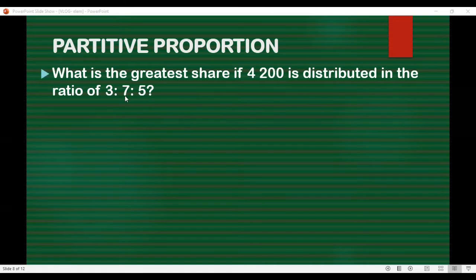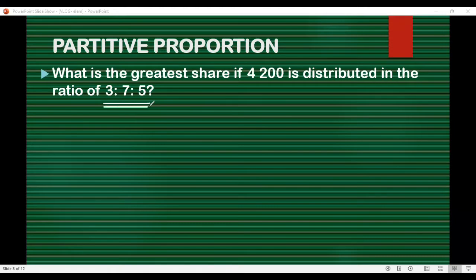So basically in this kind of problem, we are actually looking for the number that would correspond to 7 because in the given ratio, 7 is the highest. But the thing is, this 3 is to 7 is to 5 is actually the lowest term already of the shared amount, which is having the total of 4,200. So the first thing that we have to take note of is what is that number that we are going to multiply so that we will be getting the real number before proceeding to the lowest term.